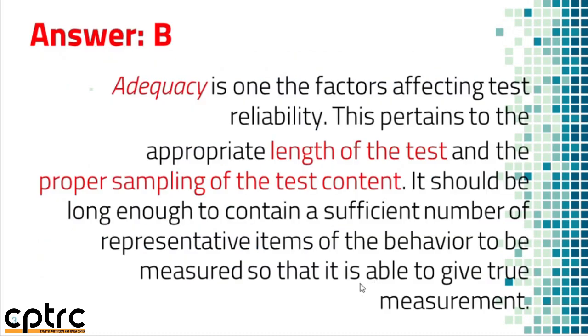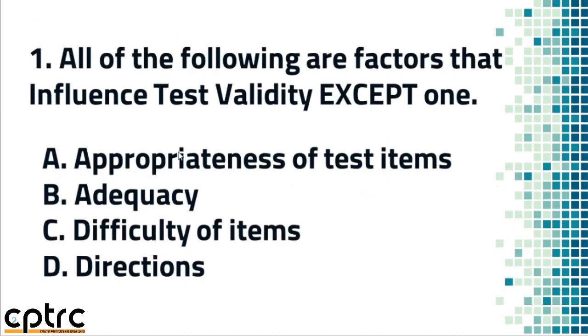Adequacy is one of the factors affecting test reliability. This pertains to the appropriate length of the test and the proper sampling of the test content. It should be long enough to contain a sufficient number of representative items of the behavior to be measured so that it is able to give a true statement. If you look at options A, B, C, and D, these are all factors that influence test validity, except letter B, because letter B is a factor that influences test reliability.